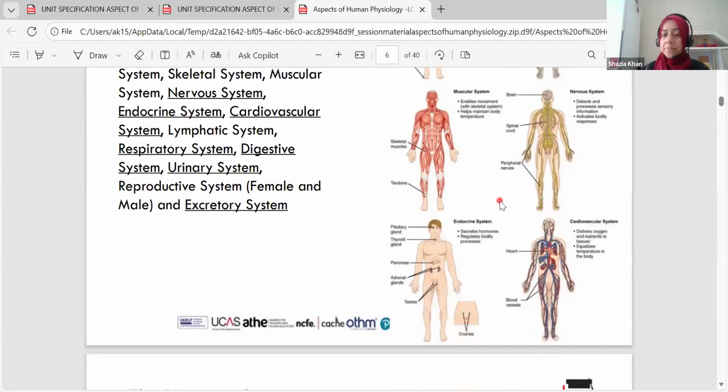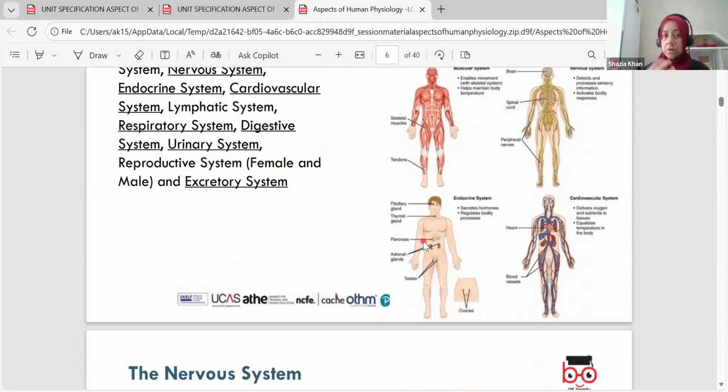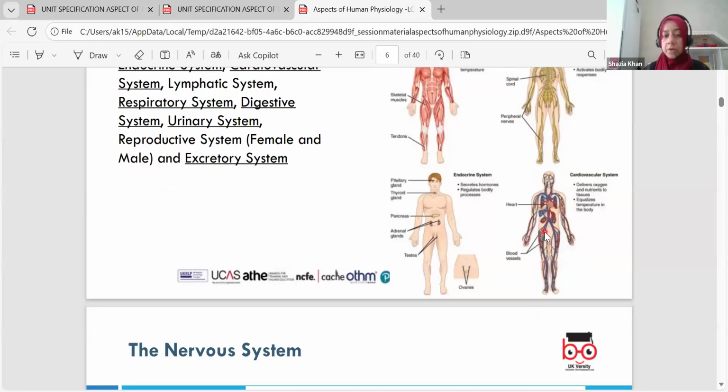The endocrine system is made up of different organs as well. So you have the pituitary gland, different glands there, the thyroid gland, the pancreas, the adrenal glands, and the testes and the ovaries. For males, it is testes, ovaries is for females. And the cardiovascular system, so you have the heart, blood vessels, okay, and they carry nutrients, deliver oxygen and nutrients to the tissues, and they control the temperature in the body.